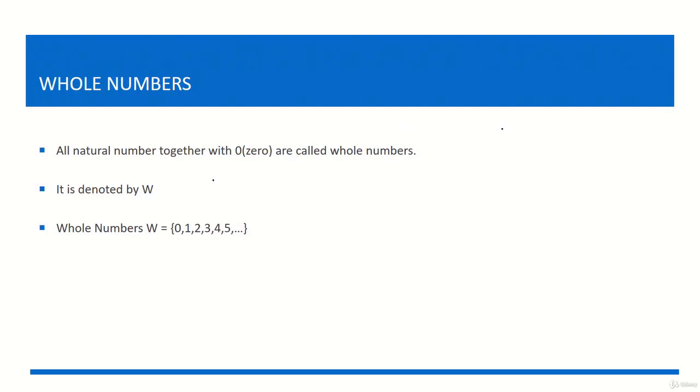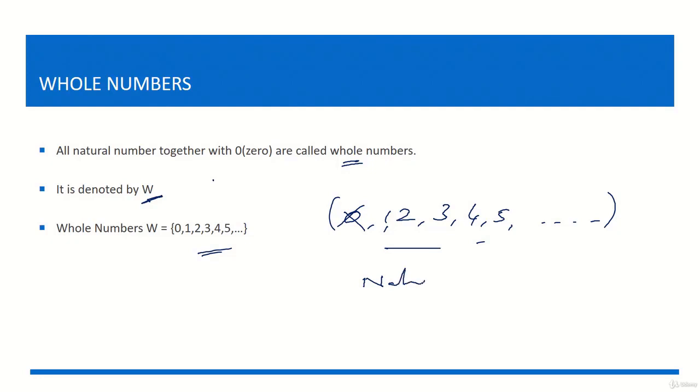Before entering into the operations on whole numbers, we should know what exactly a whole number is. The natural numbers together with 0 are called whole numbers. It is denoted by W and represented like this: 0, 1, 2, 3, 4, 5 and so on. It is called the whole numbers. If 0 is not there, then automatically it is called natural numbers.